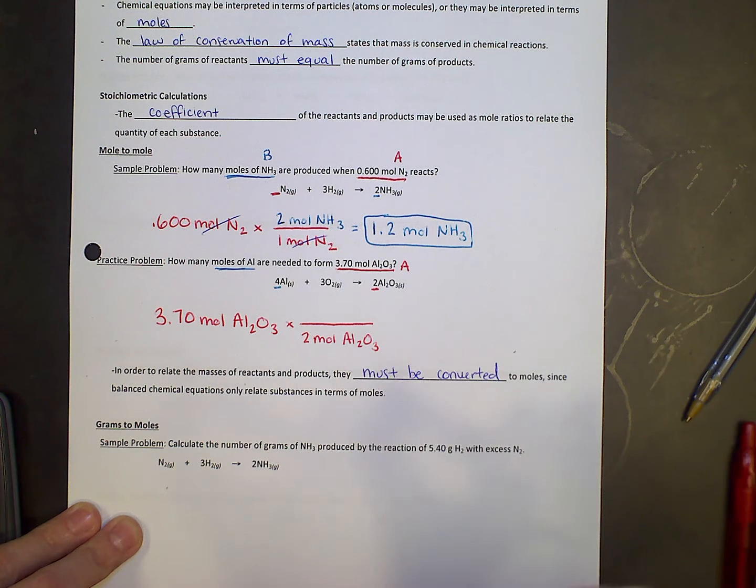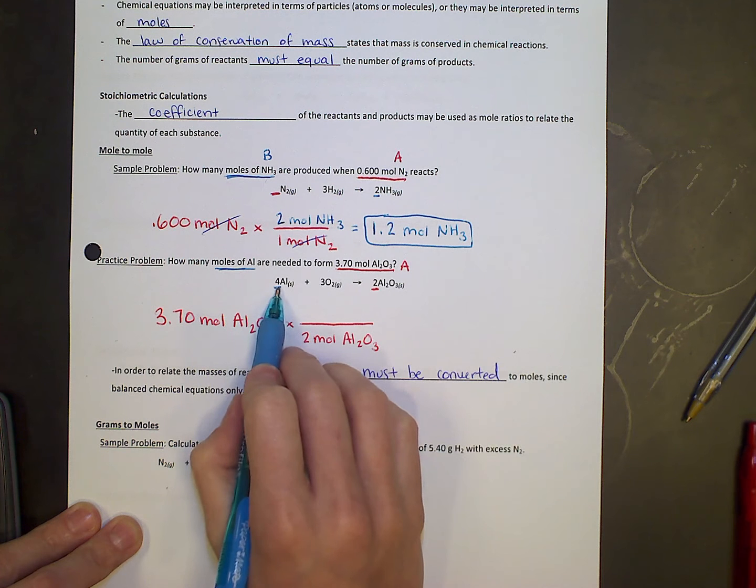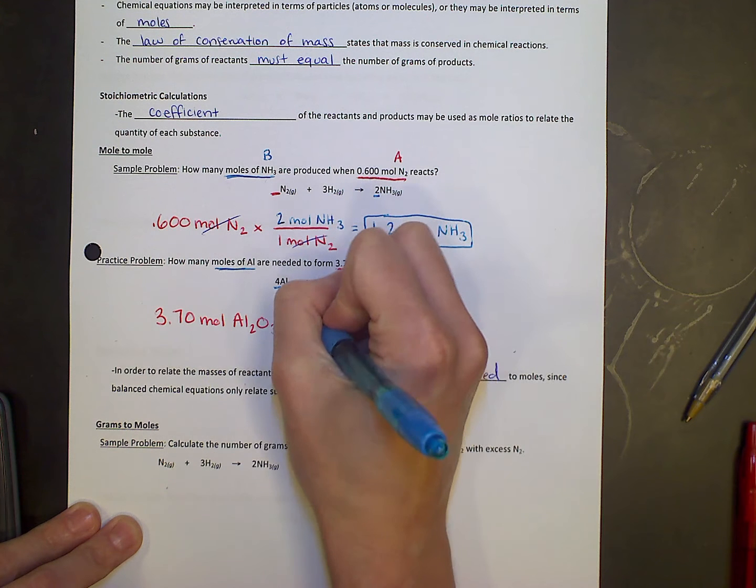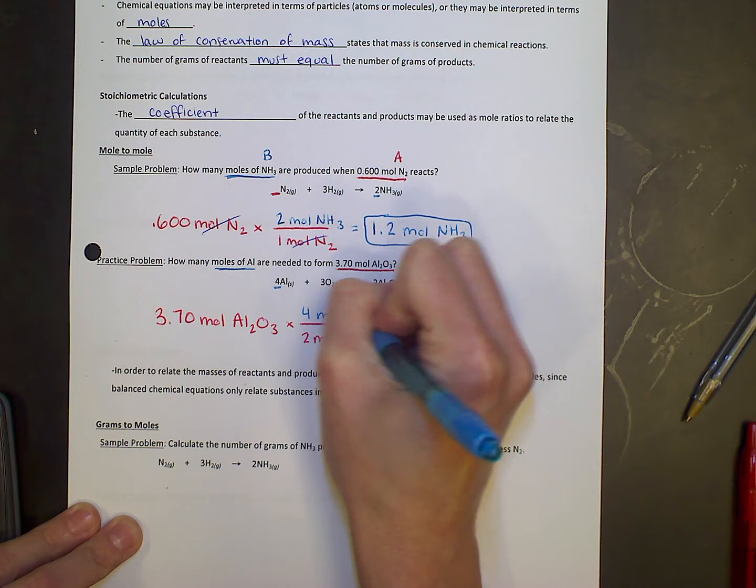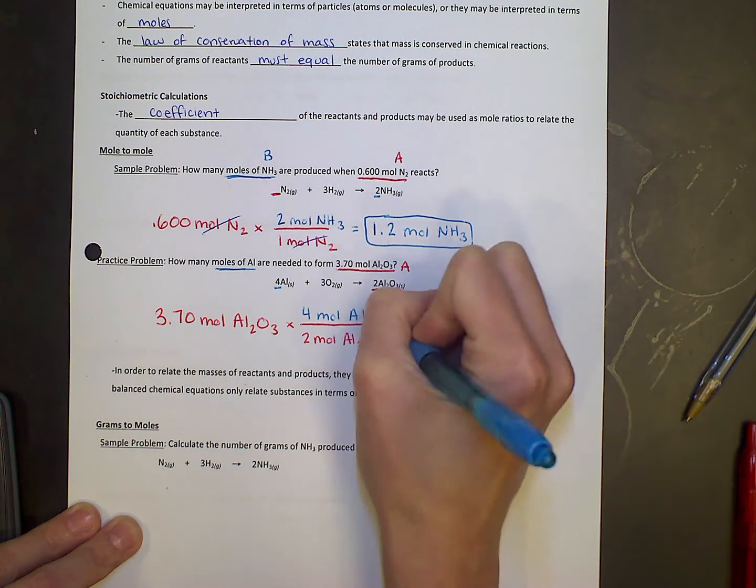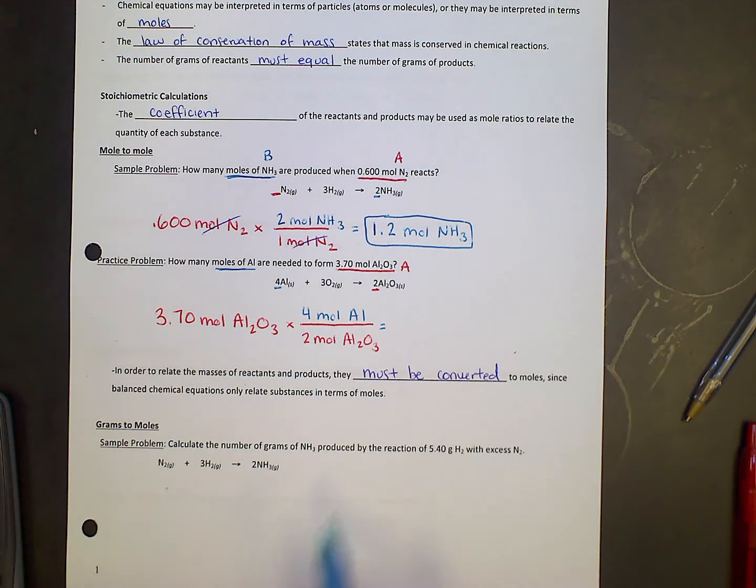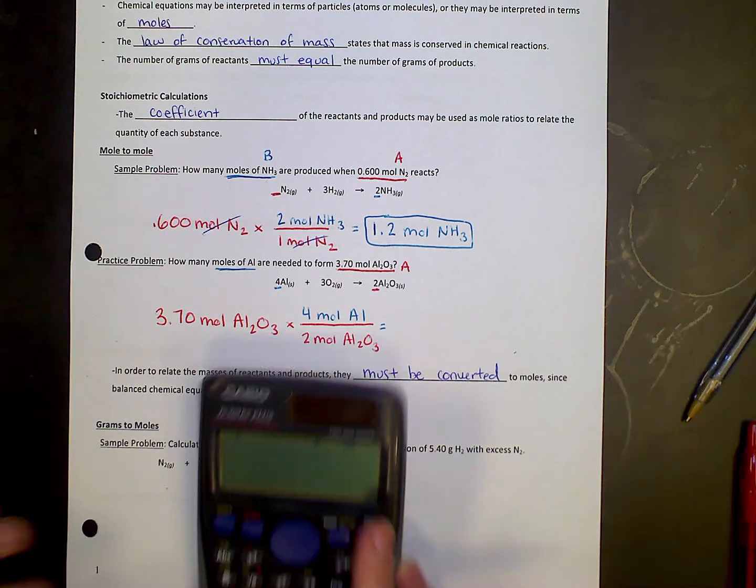What we want goes on top. We want Al, and according to the equation, there are 4 moles of it. So 4 moles of Al go on top. Now, here's the deal. There's a number on top and on bottom, and what do we do at that point? Here it goes. It's really easy.